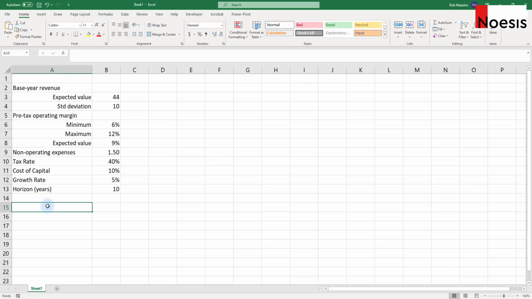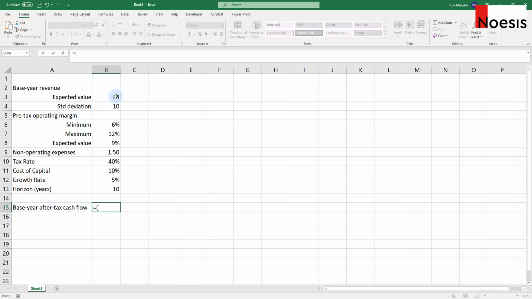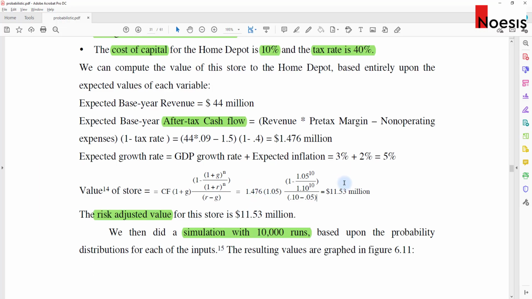So first we'll have to calculate the base year after tax cash flow. That will be equal to the base year expected revenue, 44 million, times the expected value of the pre-tax operating margin. So this gives us the pre-tax operating income. Then we minus non-operating expenses, 1.5 million, and then we multiply it by 1 minus the tax rate. So this will give us a base year after tax cash flow of 1.476 million.